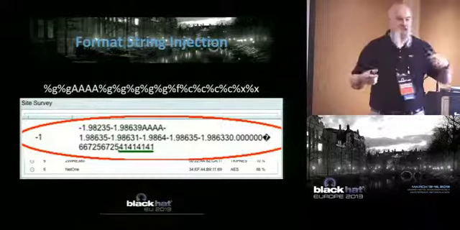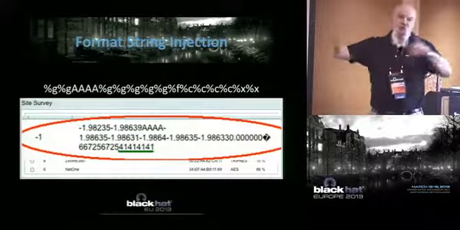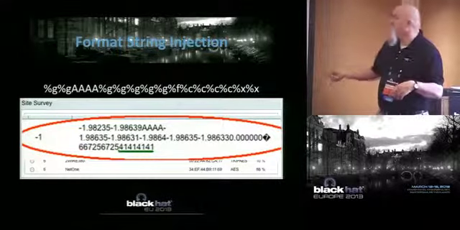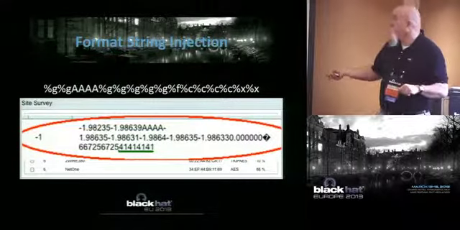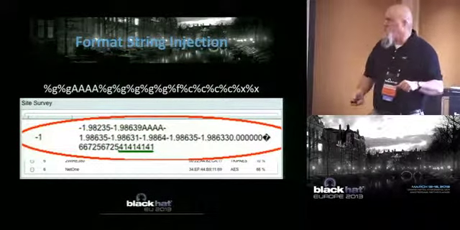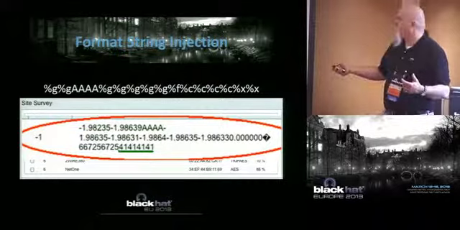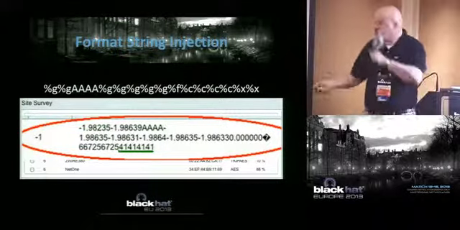%G will actually read 8 bytes off the stack versus 4 bytes. So it gets you a little further through the stack. %S is a floating pointer, will also read 8 bytes off the stack. %C will read a single byte off the stack. %X will read 4 bytes off the stack.